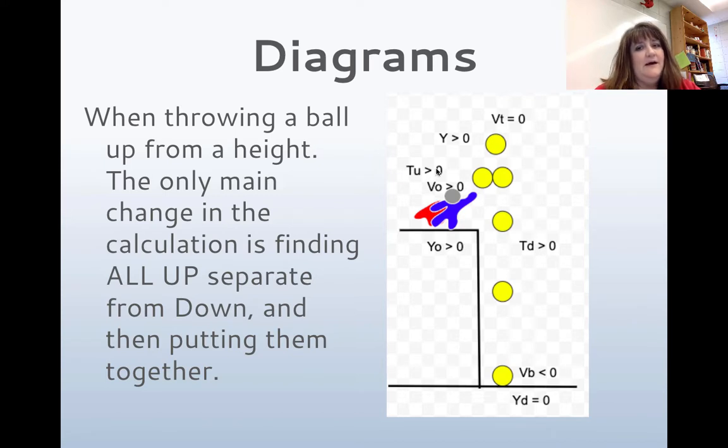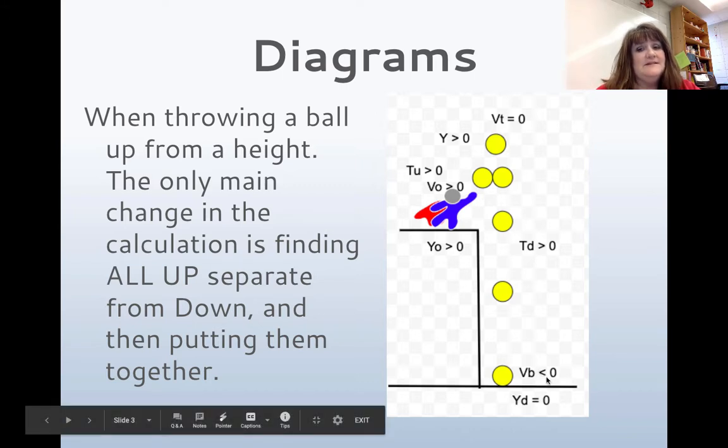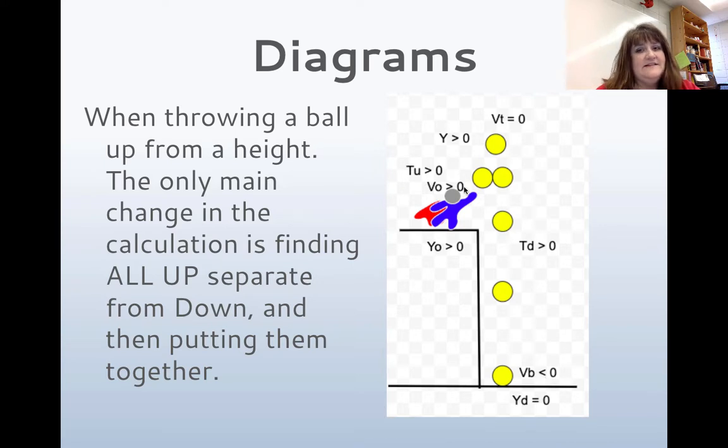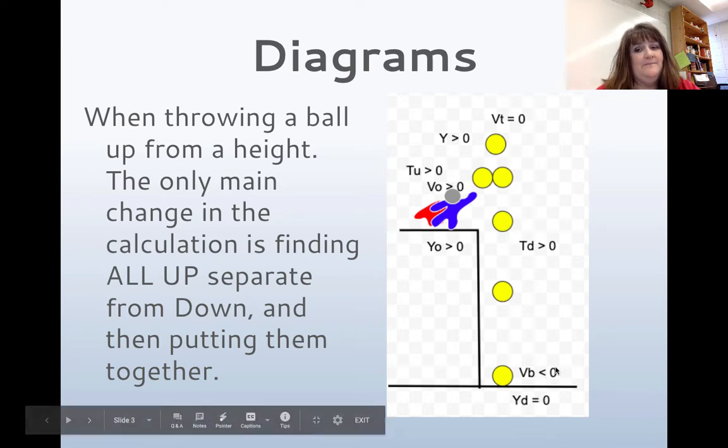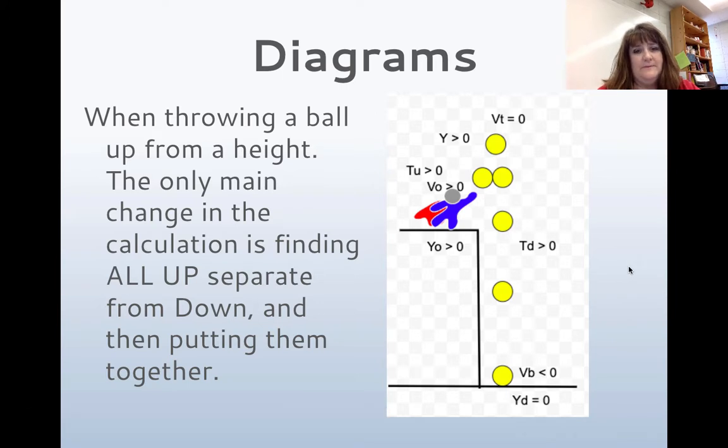Okay, so notice in this diagram, y naught is greater than 0, v naught is greater than 0, time up is greater than 0, y is the ultimate height, the velocity at the top is 0, time down is greater than 0, but you'll notice it's not the same as time up anymore, and the velocity at the bottom is less than 0, it will be negative, and it is not at all the same as the velocity at the top. Now we have a new one, y D down here, okay? That would be the ground, the ultimate ground.